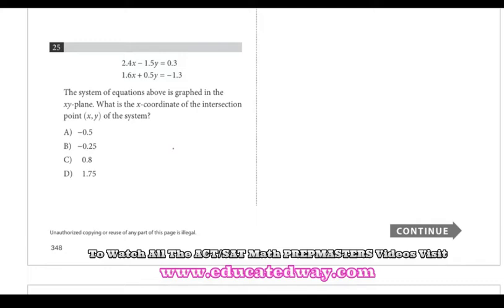And we would have 24x minus 15y equals 3 for the first equation. The second equation would be 16x plus 5y equals negative 113. We're just moving the decimal place over 1 to the right for each of these, multiplying by 10 just to make this a little more simple.